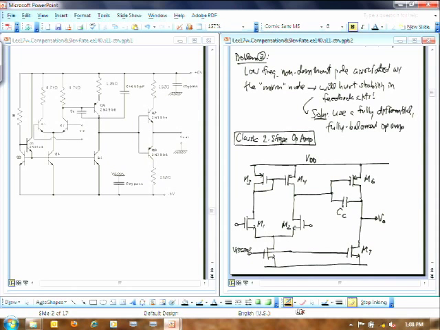So let me put VSS in here. All right, so this is our op amp, and so someone tell me right now, if this is our op amp, this obviously is our V naught, right?